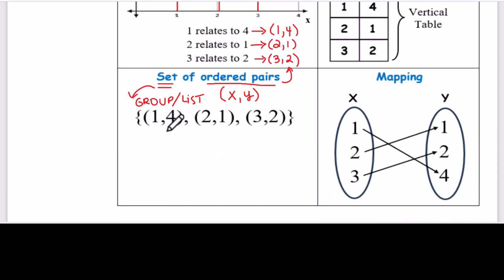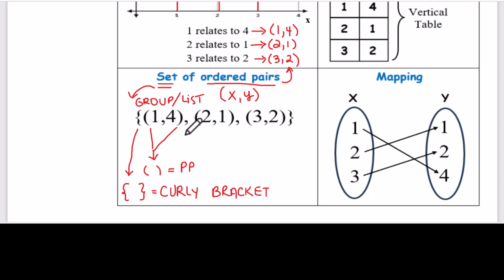Now let's see how we write a set of ordered pairs. We use this symbol right here, which is the curly bracket. So let me write it down here. Now inside those curly brackets, we have the parentheses. And please notice that those parentheses and the numbers inside the parentheses are separated by this symbol right here, which is a comma.